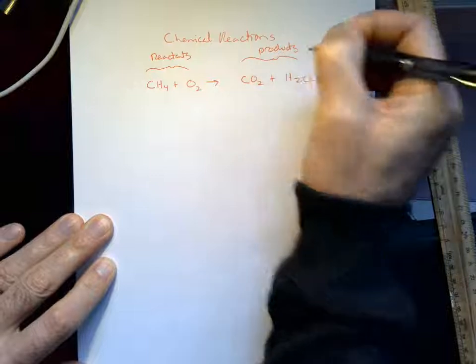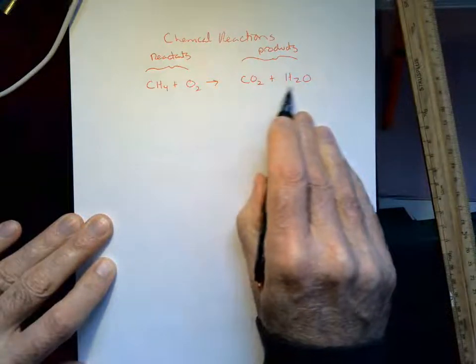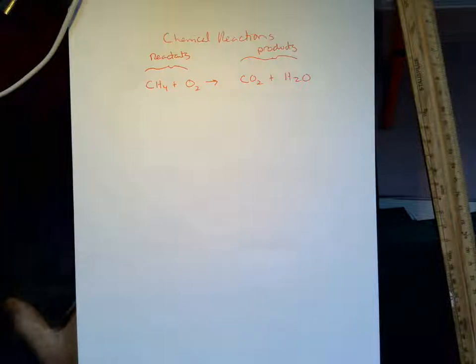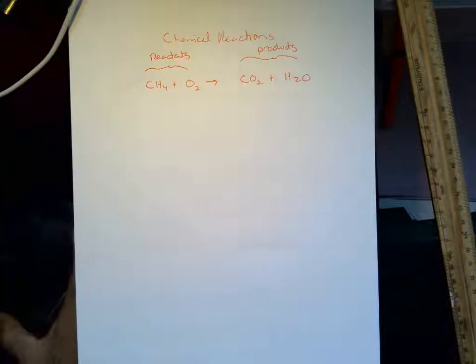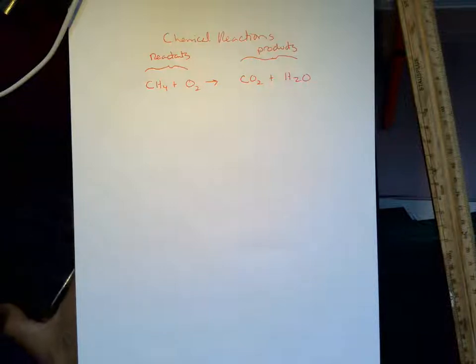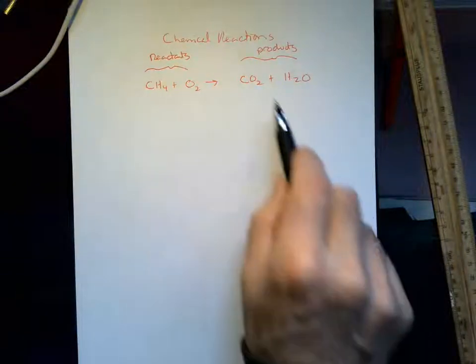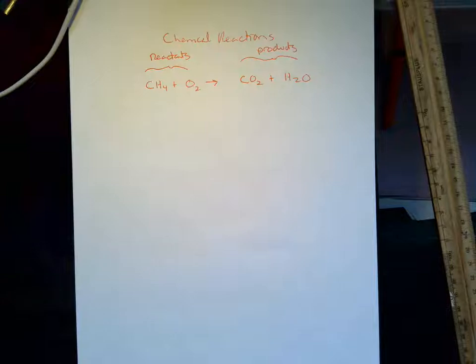Oddly enough, when we burn things, we make tons of water, but it's in the form of vapor. If you hold a piece of glass up over a flame, you'll notice that water starts to condense on the bottom of it. Don't hold it too close to the flame because the glass will break. But water is made when we burn things. Carbon dioxide is also made. This is what we produce.